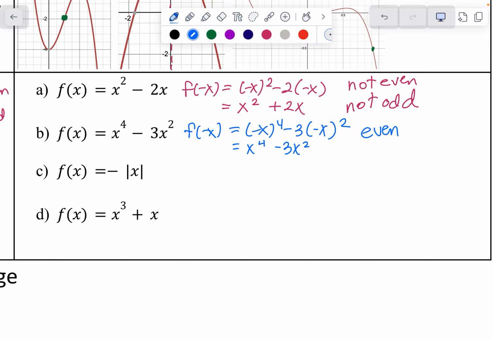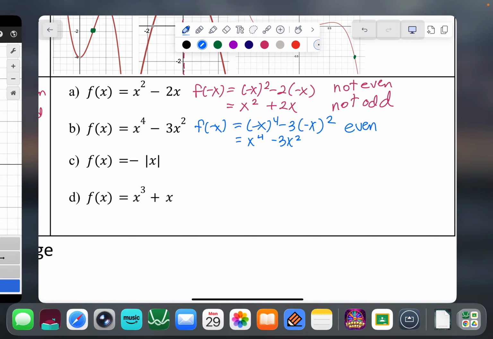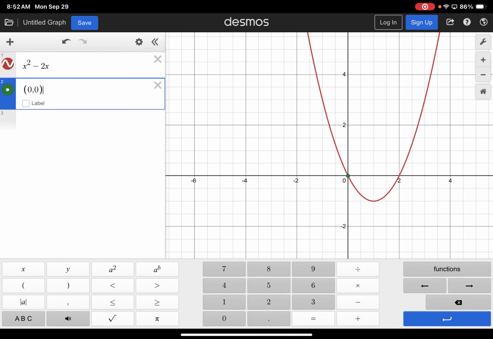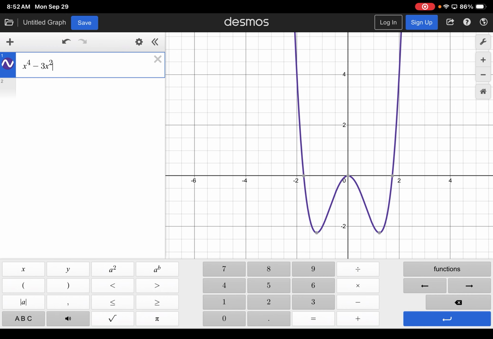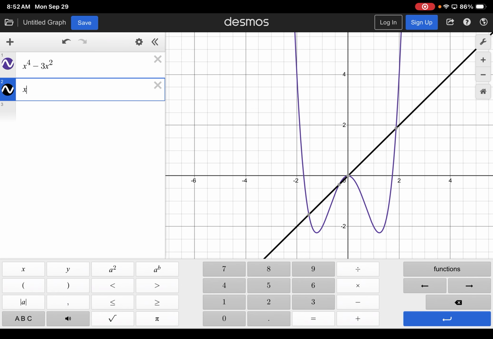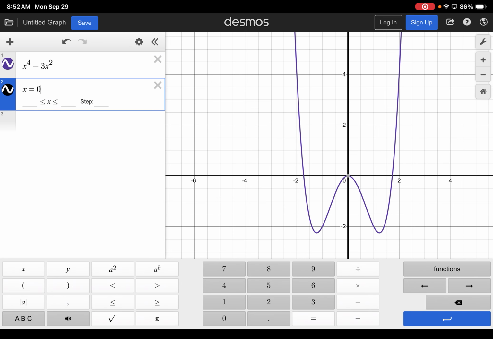So let's go in and check in Desmos. If we type in x to the power of 4 minus 3x squared, guess what? You could definitely fold that over the x-axis without a problem. It's kind of butterfly-esque in a way. If we think of that as the bottom wings of the butterfly, it's doing what it should be doing.